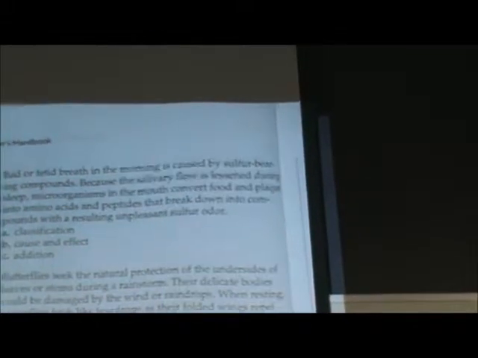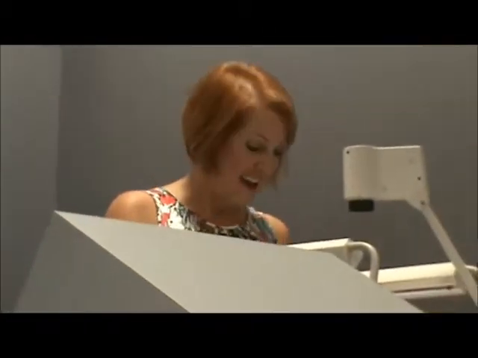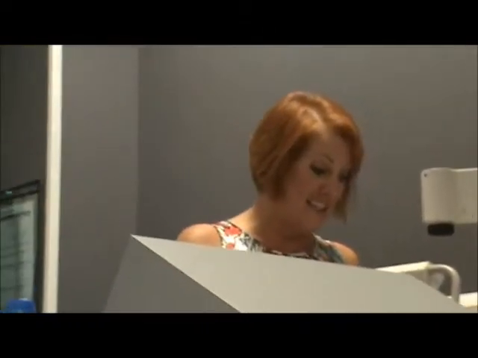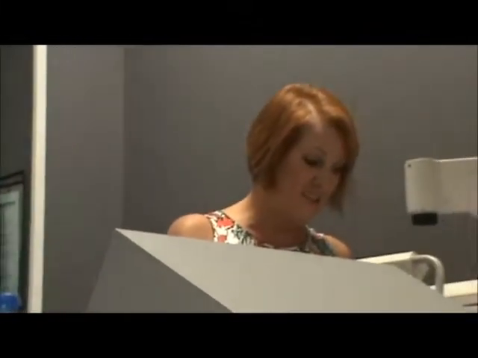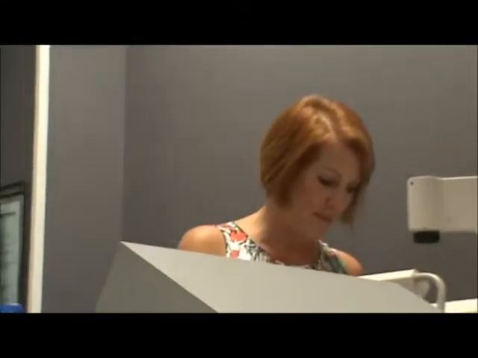Number 2, butterflies seek the natural protection of the undersides of leaves or stems during a rainstorm. I have my son videotaping for me, so I have to remind him every now and then to look over here. Anyway, butterflies seek the natural protection of the undersides of leaves or stems during a rainstorm. Their delicate bodies could be damaged by the wind or raindrops. When resting, butterflies look like teardrops as their folded wings repel falling water.